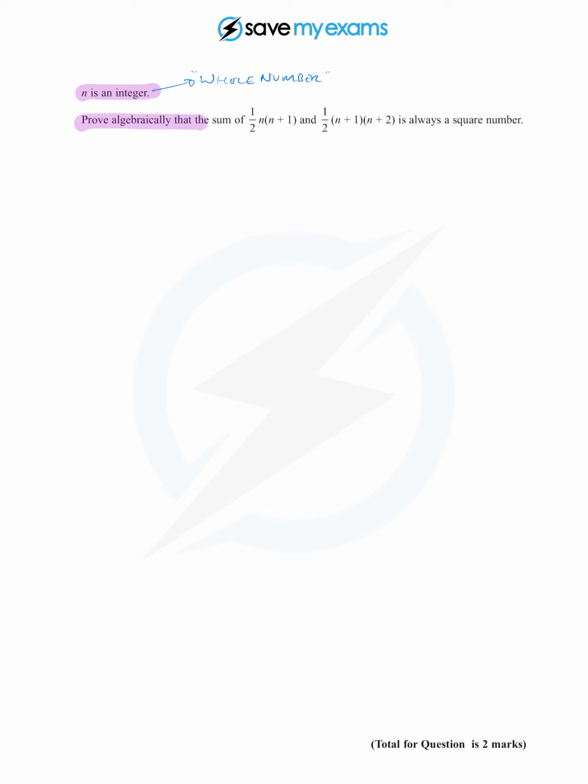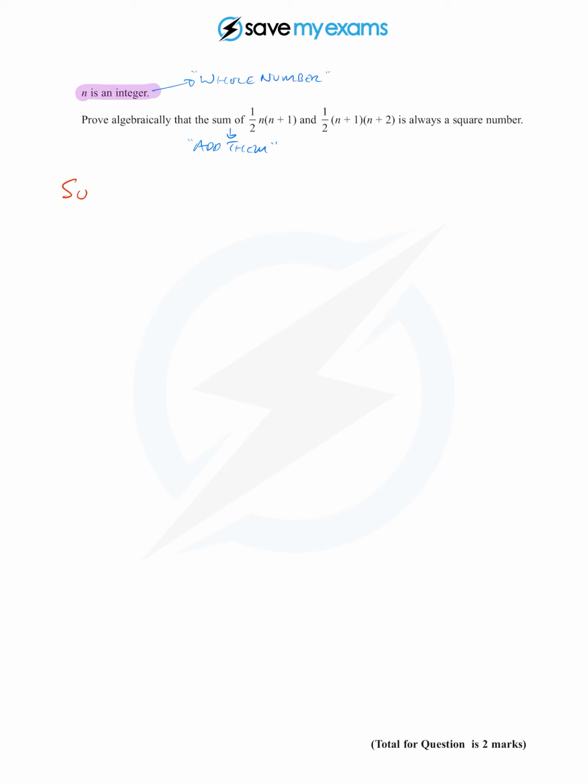Prove algebraically that the sum of that thing and that thing is always a square number. Let's not worry too much about the square number bit at the moment. Let's just worry about the sum bit to start with. That just means add them. So the sum is what you get when you add them. So let's try adding these things together and seeing what happens.